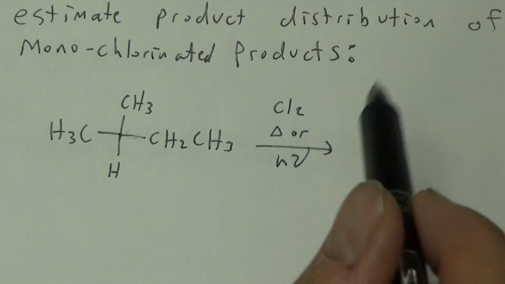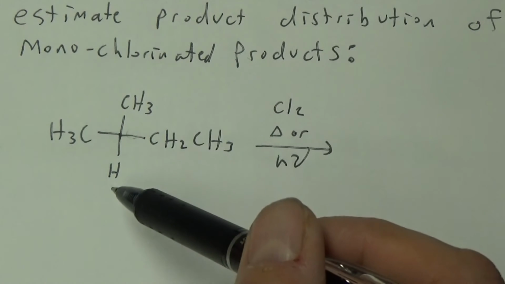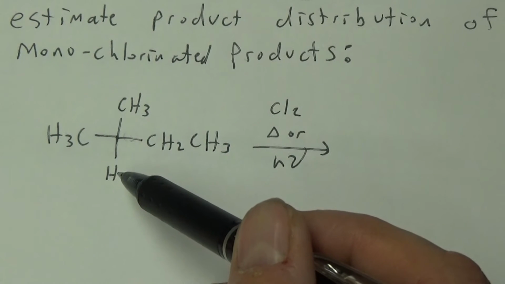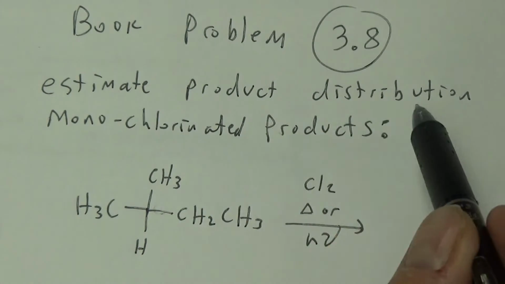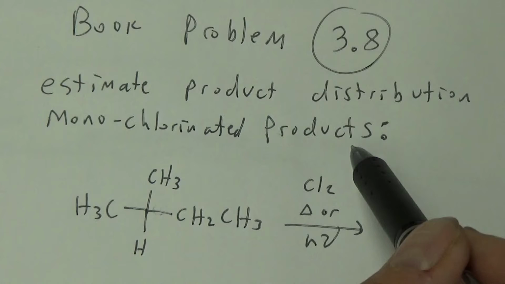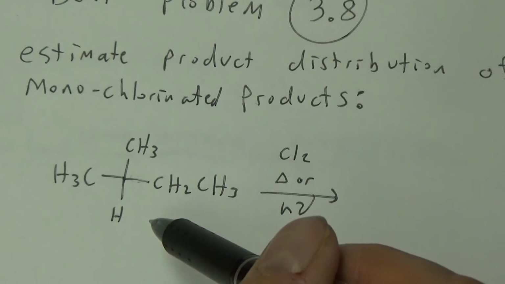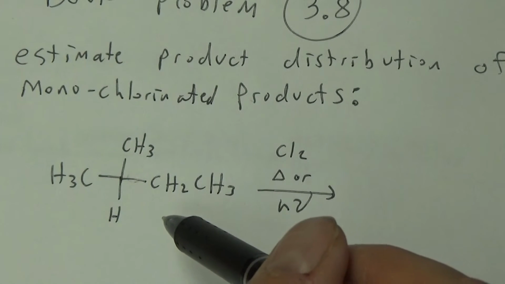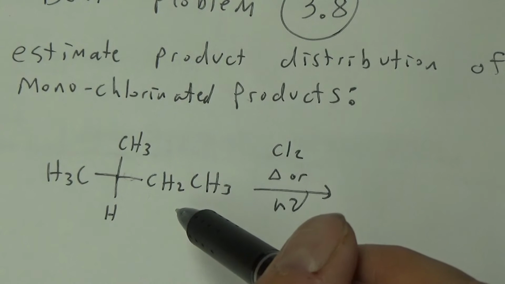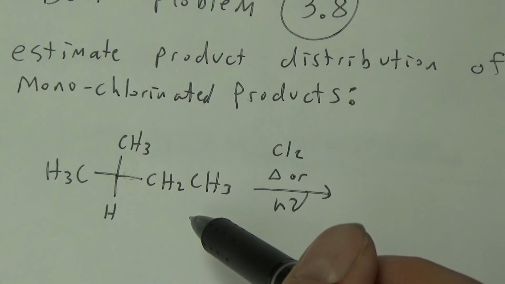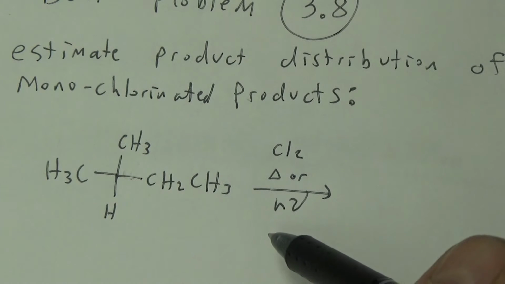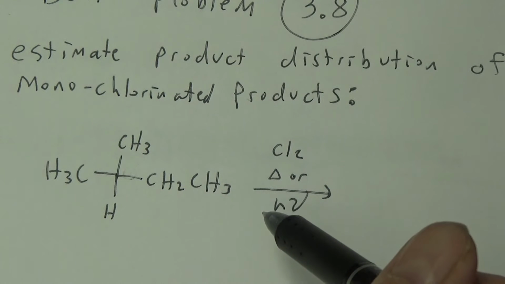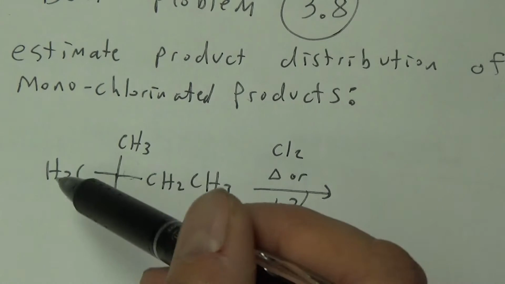The first thing we need to do, before we estimate the product distribution of monochlorinated products, is figure out what the possible products are. And what we need to do is think about how many unique carbons there are. That's a good way to begin this. How many unique carbons are there?